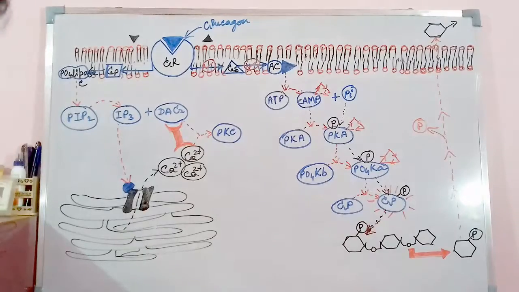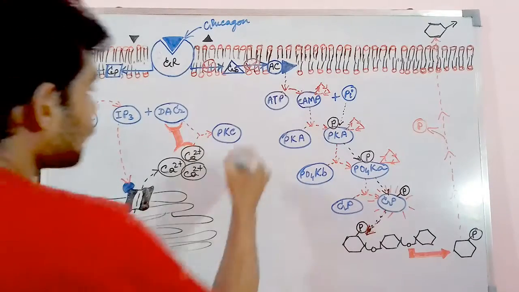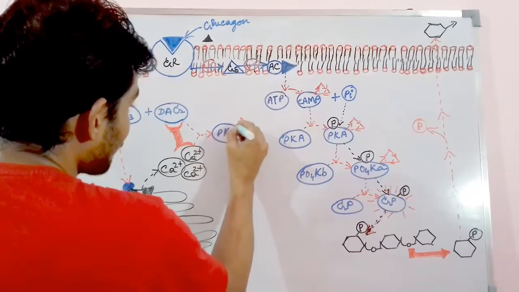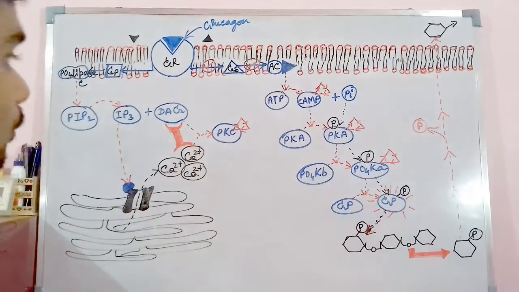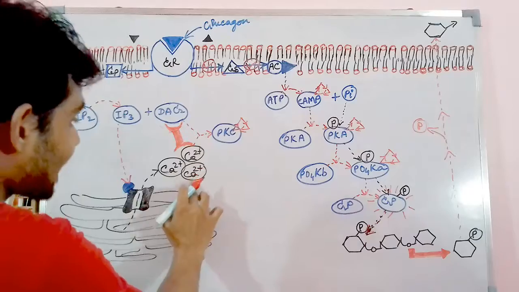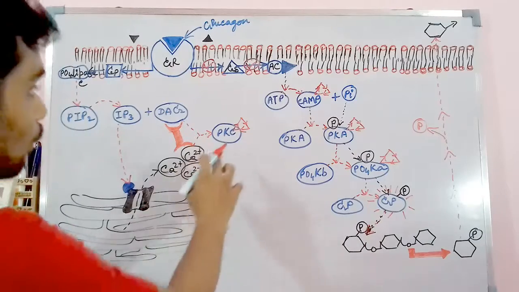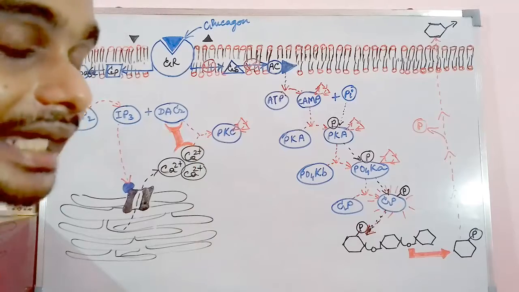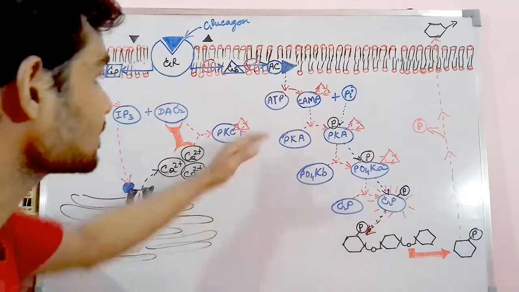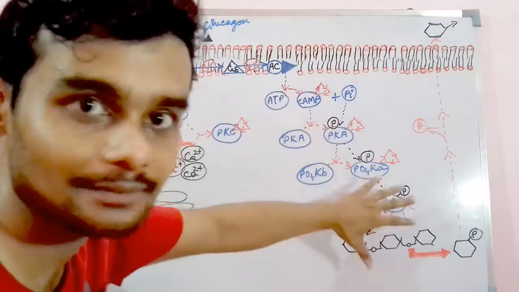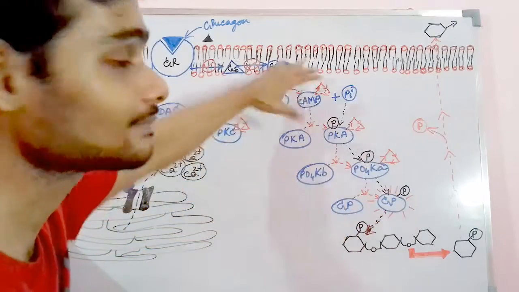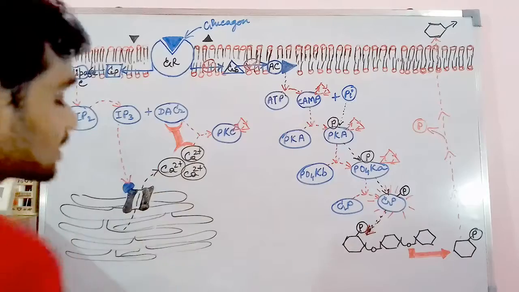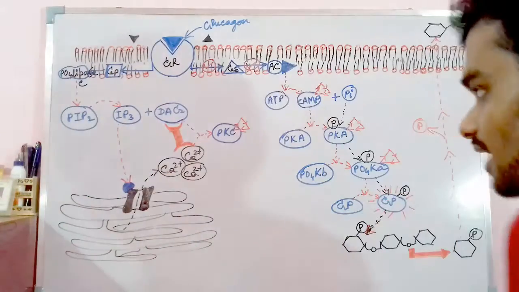Now this PKC, in its activated form, as well as these calcium ions, both the protein kinase C and the calcium ions have a feedback inhibitory function or an antagonistic function on this particular direct pathway. Okay, it helps in shutting down this pathway. Now why does it happen? First, let us have a look at the calcium double positive ions.